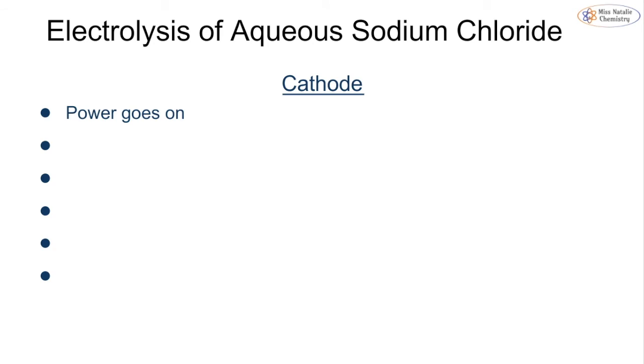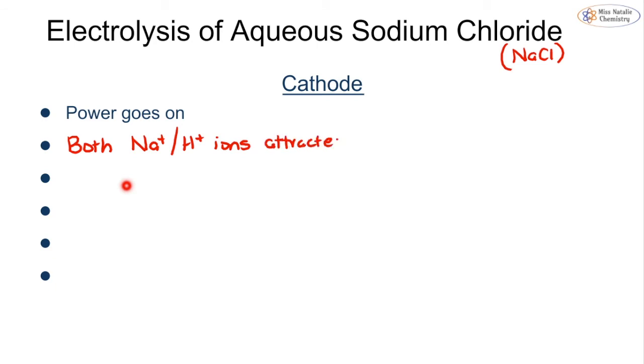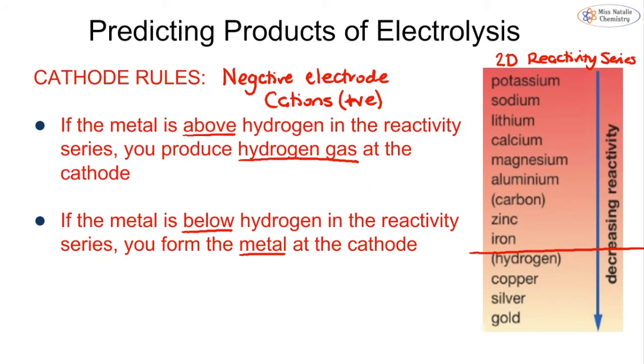So let's go back to our aqueous sodium chloride. So we have our NaCl. And at the cathode, when we set up our electrolysis apparatus, we turn the power on, and at the cathode, both the Na+ and the H+ ions are attracted. So we have both things going towards the cathode. Again, they are in competition. We need to figure out which one. So if I go back to my reactivity series, I can see that sodium is higher than the hydrogen.